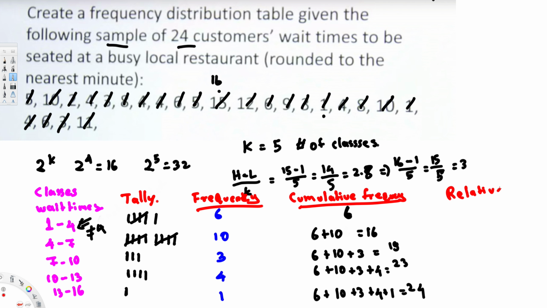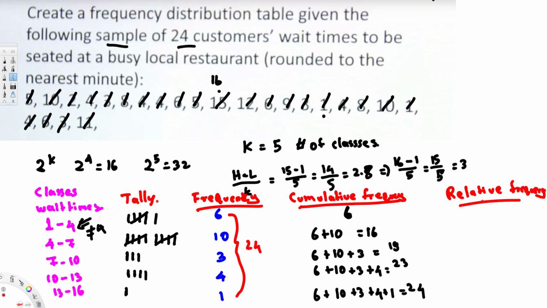Relative frequency table, I mean frequency column, I'm saying table but it is a column. And here, what we have to do is count the total of the frequency values. And if you see, this is 6 plus 10, 16, 16 plus 3, 19, 19 plus 4, 23, 23 plus 1, 24. So the total number is 24, right?